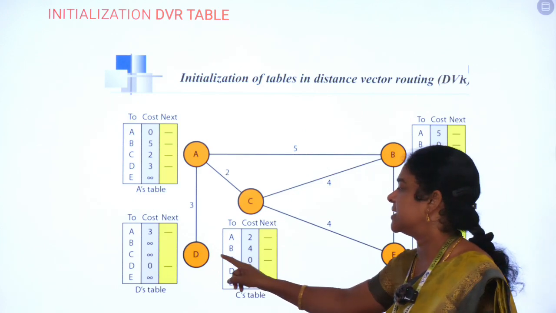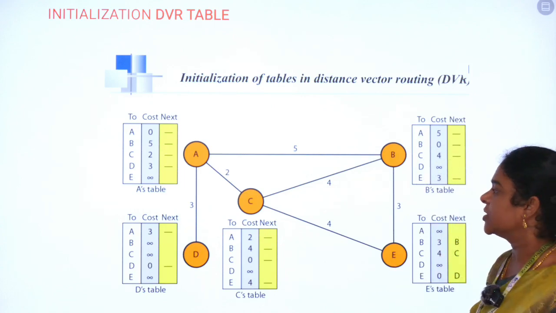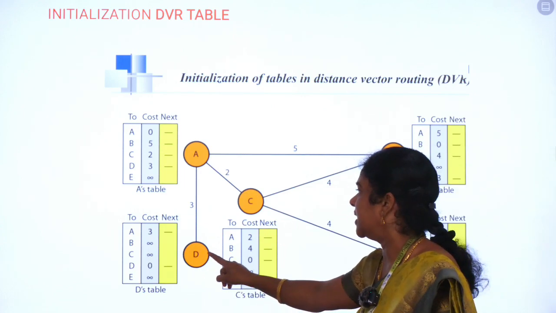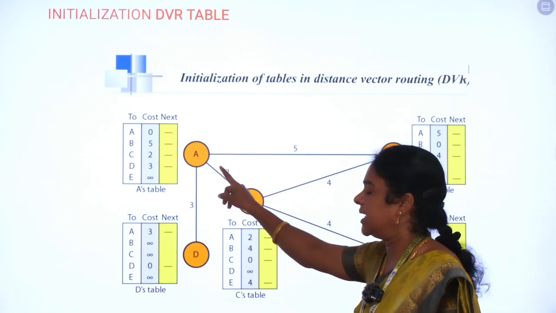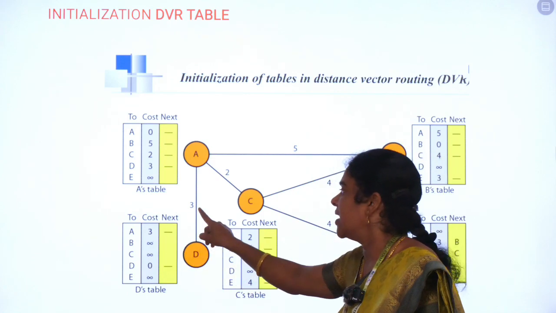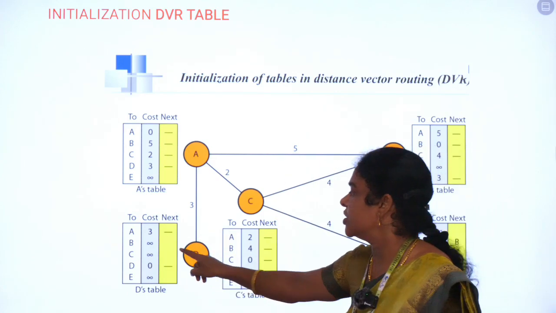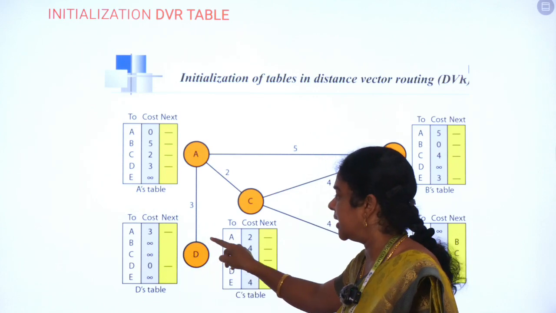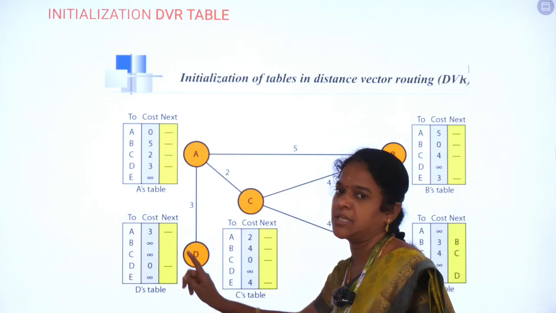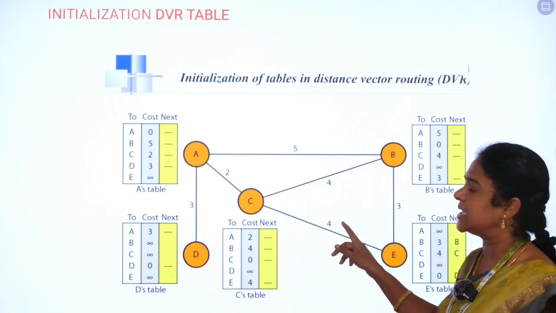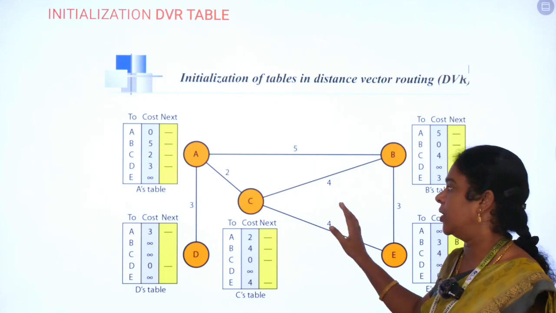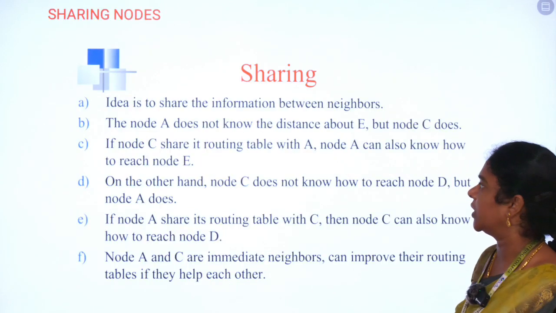Similarly we write the C table, D table and E table. In the D table, the only neighbor is A, so D to A cost is 3. We cannot reach B, C and E, so those are infinity. This is the D node, so D's self loop is 0. This is the initialization of the routing table.